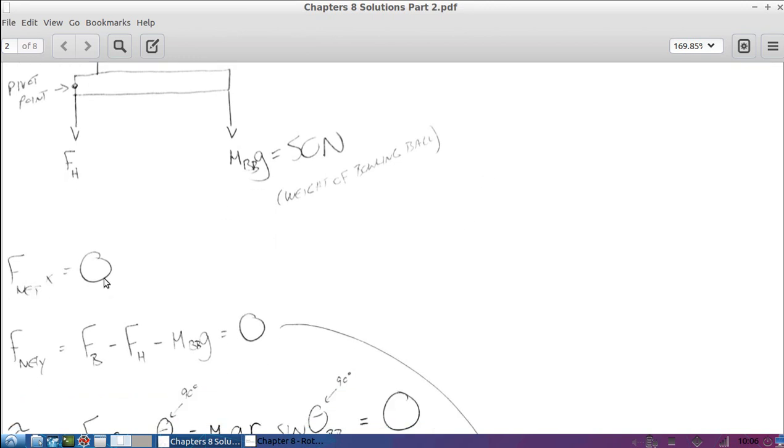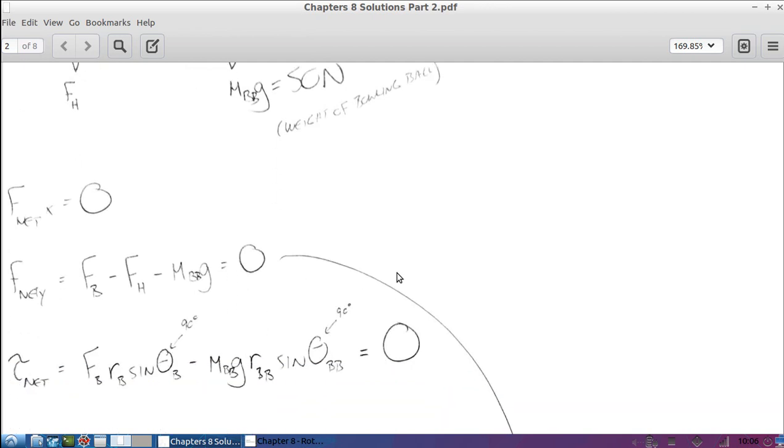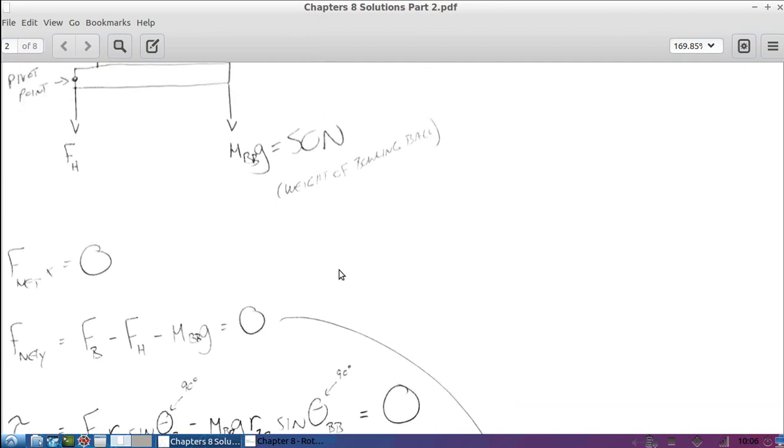So F net in the x direction is 0. All of our forces are acting in the y direction. That's great. F net in the y direction, I've got the biceps force acting in the positive y. I've got the humerus force and the bowling ball's weight force in the negative y direction. Again, it's a static equilibrium problem. Set them equal to 0.